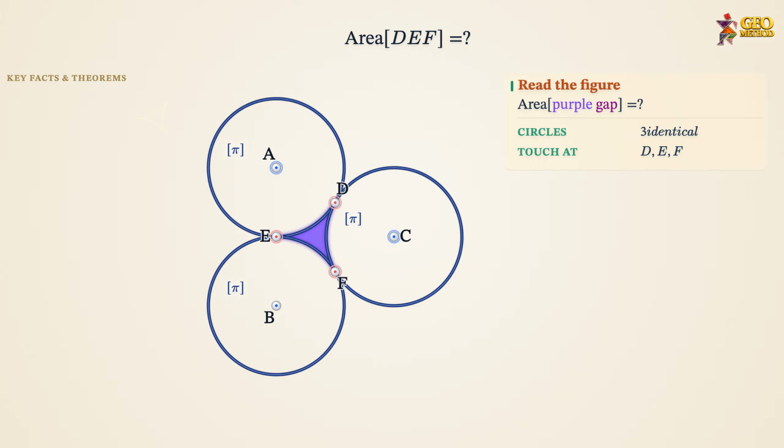Three identical tangent circles surround the small purple curvilinear gap DEF. Each circle has area pi, and the target is only the purple gap, not the straight triangle around it.